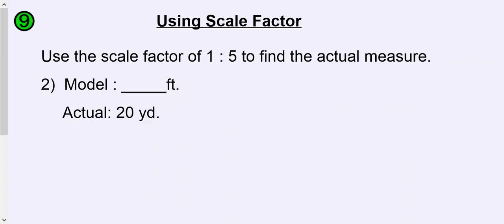Same situation, using the scale factor, find the actual measure. So this time we don't have the model size, but we have the actual size, which is 20 yards. Again, we're going to set up a proportion that looks similar. We got 1 to 5. We're going to set that equal to, we don't know the model. We're looking to find the actual measure of the model, so that's going to be our x up here, and the actual size is 20 yards.